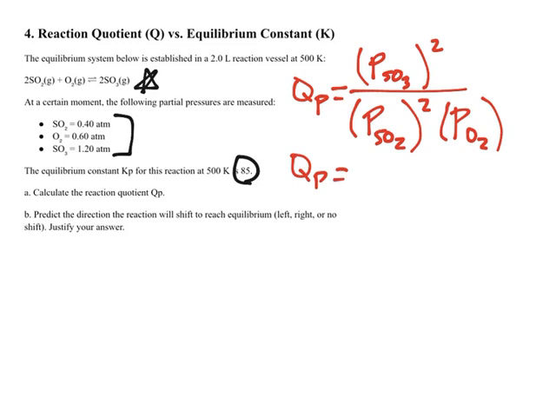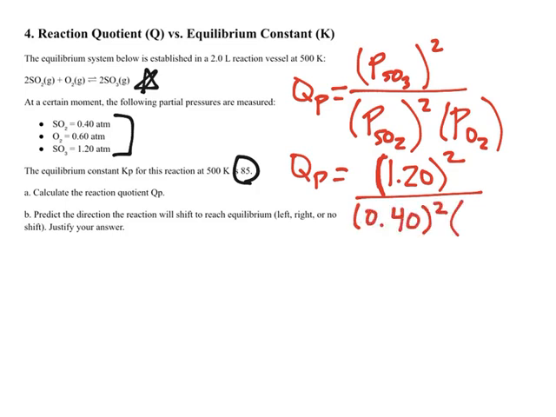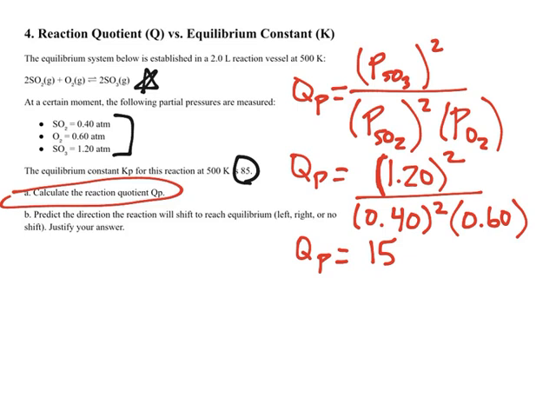Okay. The pressure of SO3 at this moment is 1.20, which is squared. The pressure of SO2 is 0.40, which is also squared. And the pressure of the oxygen is 0.60. So let's plug this into the calculator. And assuming I managed to plug that in correctly, I got a Q value of 15. Again, this has no unit. This is just like our equilibrium constant K. It has no unit. So that is the answer for part A. We have calculated the reaction quotient.